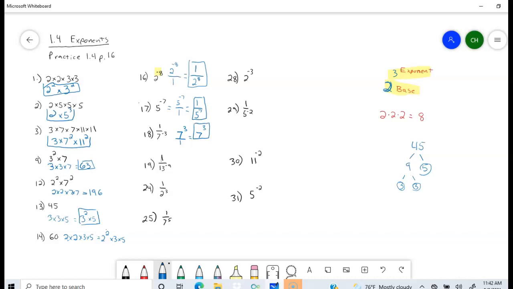Same thing here. I'm going to skip that middle step. When I see that it's a 1 in the numerator, and I've got a negative exponent on the bottom, I'm just taking it to the top. And because it's over 1, that's understood. I don't need to write it.